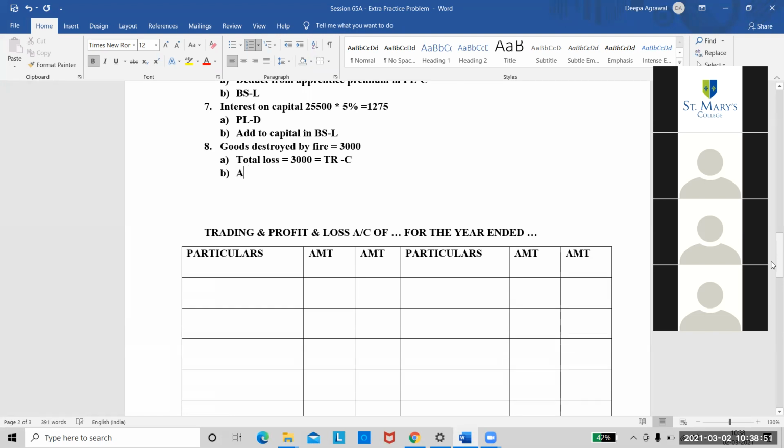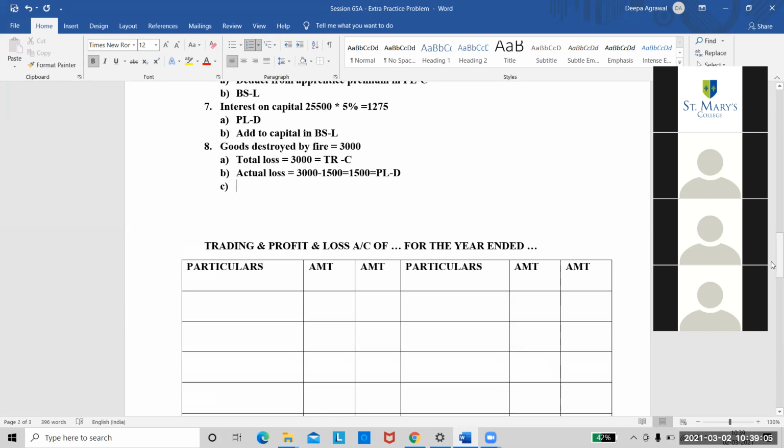Second one, actual loss. And how much is the actual loss? 3,000 minus 1,500, which gives 1,500. This will go to P&L account on the debit side. Third one, insurance claim, which is 1,500, will go to the balance sheet assets. Correct, balance sheet asset side.